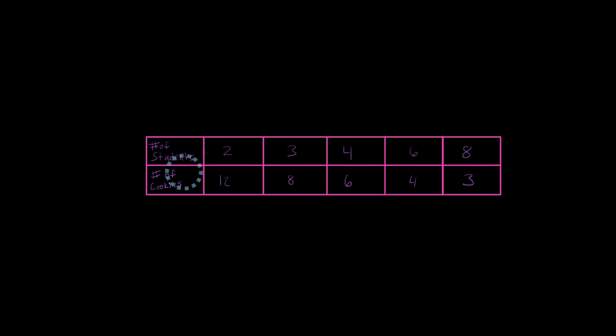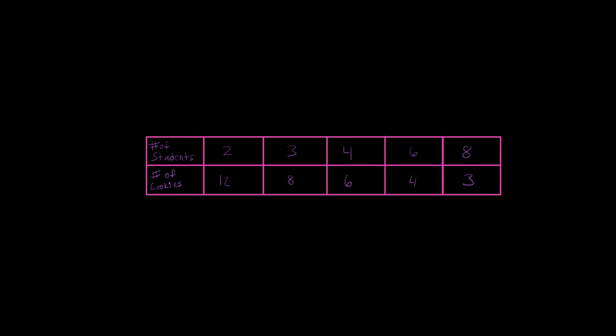All right, so let's get this problem up on the screen here. In this table, it shows 24 cookies and how they can be divided equally among different numbers of students. We have numbers of students along the top row and number of cookies along the bottom row. What we're asked to do is determine whether the relationship here is an inverse variation.